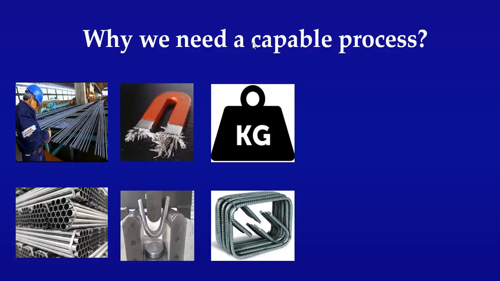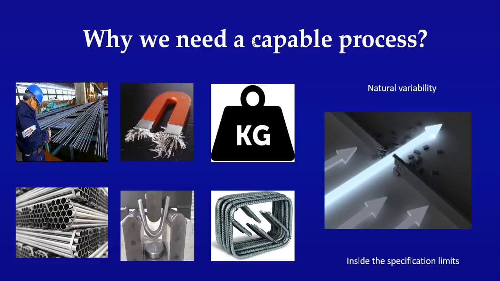So, to do this, we need to compare the natural variability of a stable process with the process specification limits. The variability in our process is natural and exists all the time, but we need to control it and keep it inside the specification limits and not break the wall. That means the specifications and the real limits.